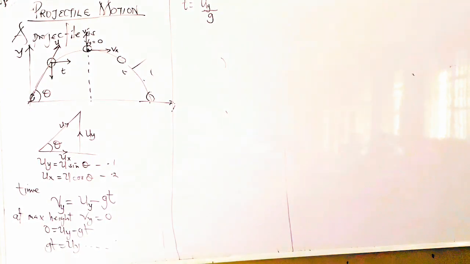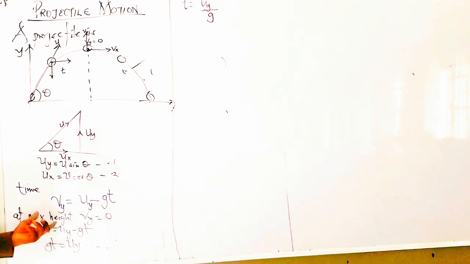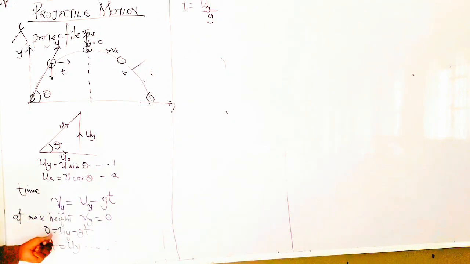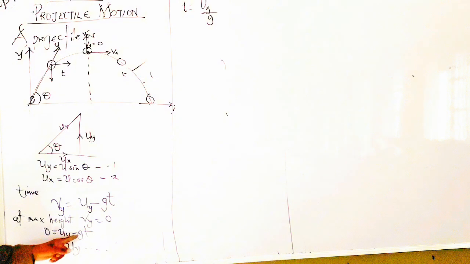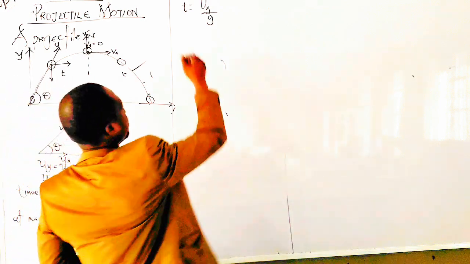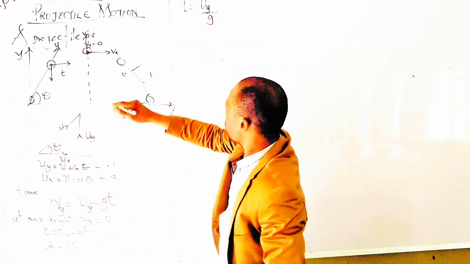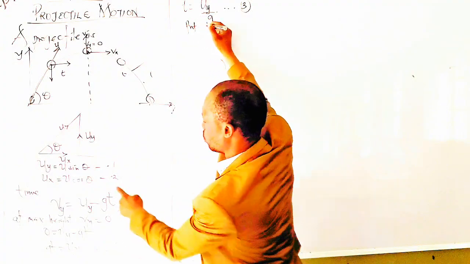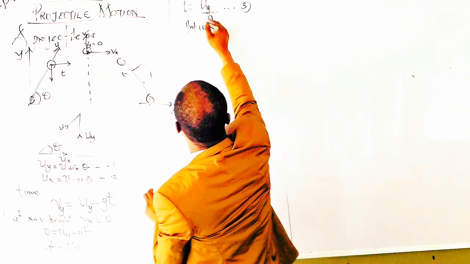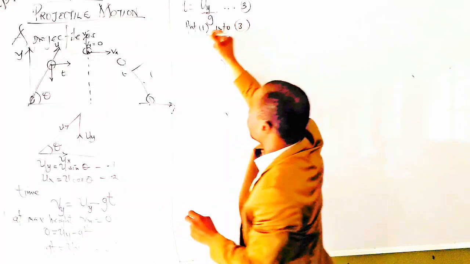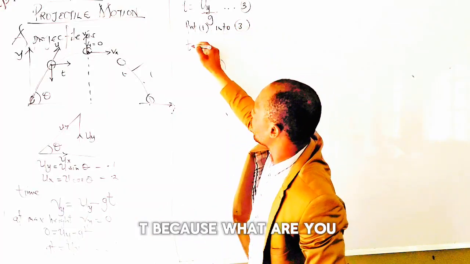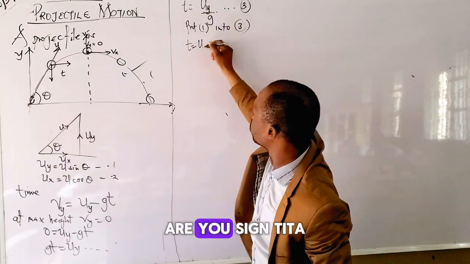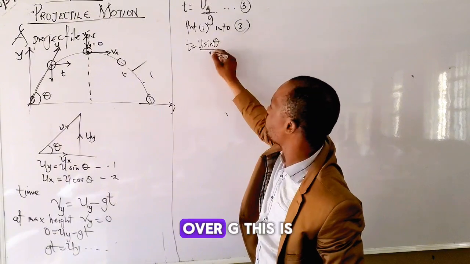Okay. So from here, we have making Vy equals 0. You have 0 equals Uy minus GT. Then bring GT to this side: you have GT equals Uy. Now make T the subject of the formula and let's call this equation 3. Put equation 1 into 3. You're going to have T equals, what's our Uy? U sine theta over g.